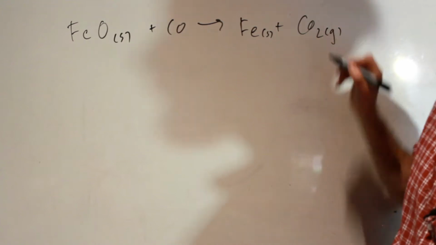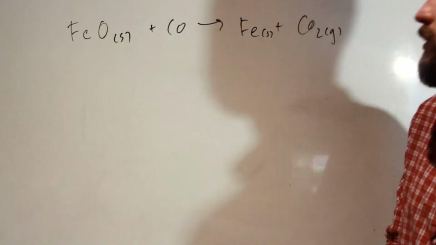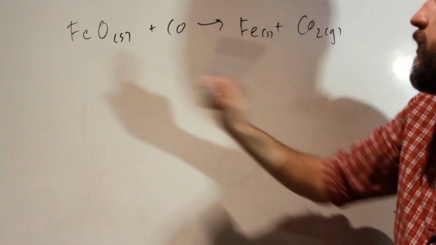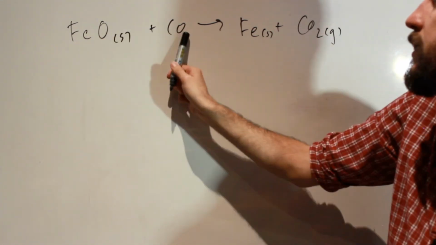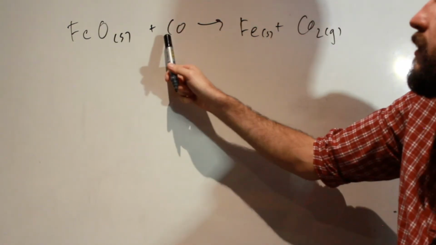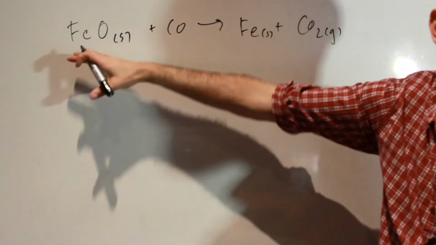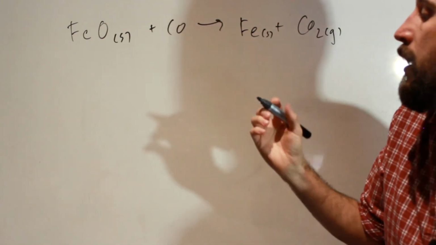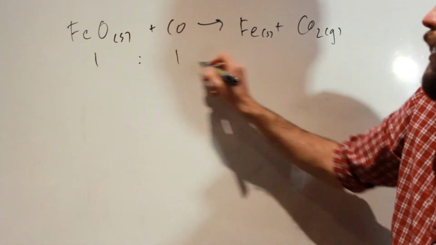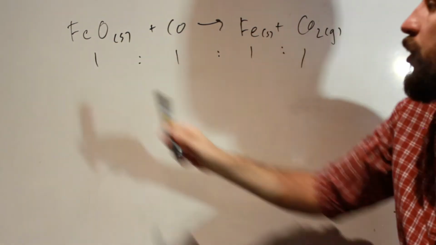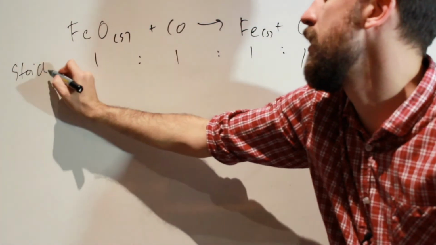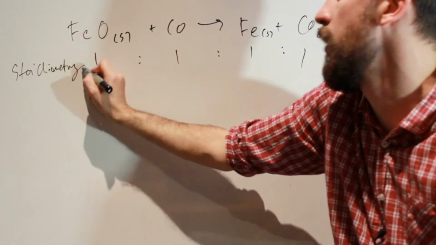We need to make sure that this is a balanced chemical equation. So let's look at what we're given. We've got one iron going to one iron, that is balanced. 1 plus 1, we've got 2 oxygens in our reactants and we have 2 oxygen atoms in our products. That is balanced. We have 1 carbon and 1 carbon. So we have a balanced chemical equation here. The stoichiometry of this equation is telling us that we have a 1 to 1 to 1 to 1 ratio for our reactants and our products. This is the stoichiometry of the chemical equation.